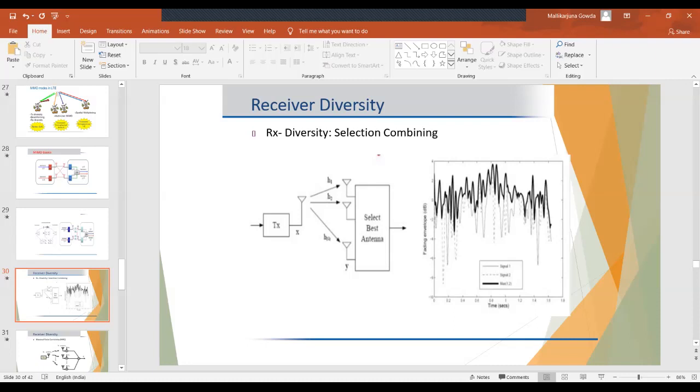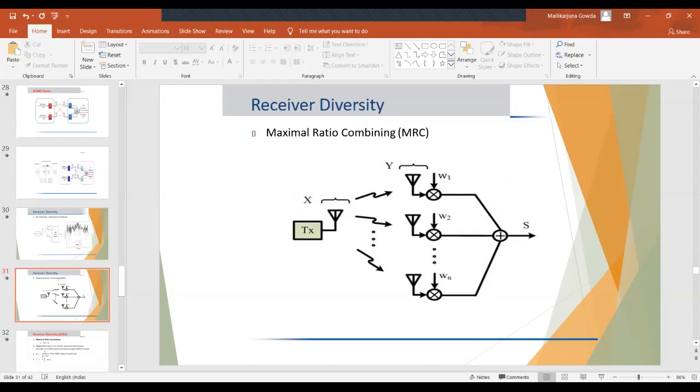Means, when I have n number of antennas at the receiver side, the antenna which is able to receive the best signal will be selected. So select best antenna mode. That is the receive diversity, and that is decided based upon the received signal strength. So here I have written three different signals. Among that, the one having higher strength, that antenna will be selected.